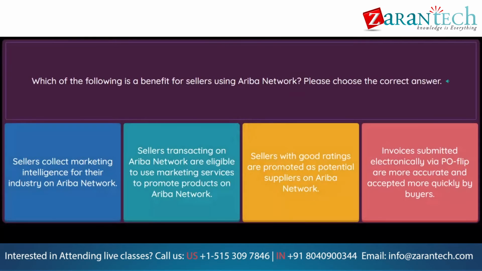Question: Which of the following is a benefit for sellers using Ariba Network? Please choose the correct answer. Option 1 Sellers collect marketing intelligence for their industry on Ariba Network. Option 2 Sellers transacting on Ariba Network are eligible to use marketing services to promote products on Ariba Network. Option 3 Sellers with good ratings are promoted as potential suppliers on Ariba Network. Option 4 Invoices submitted electronically via DotCom are more accurate and accepted more quickly by buyers.